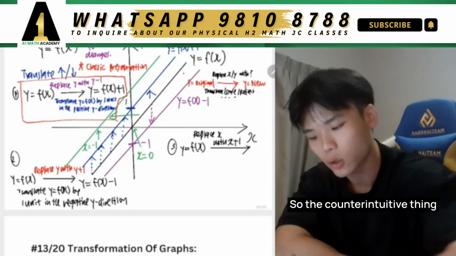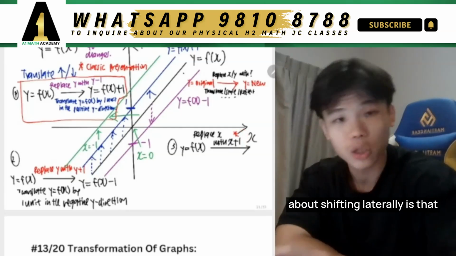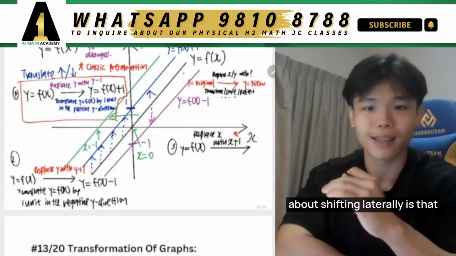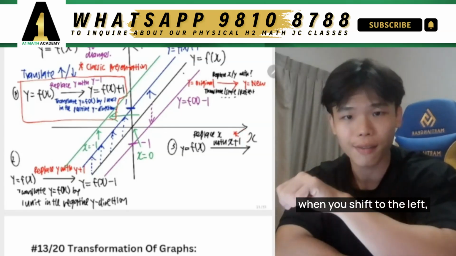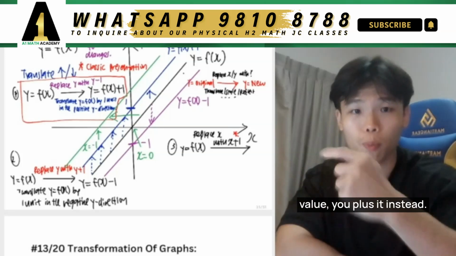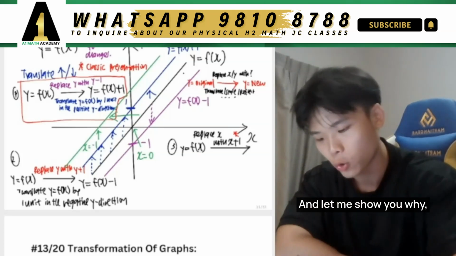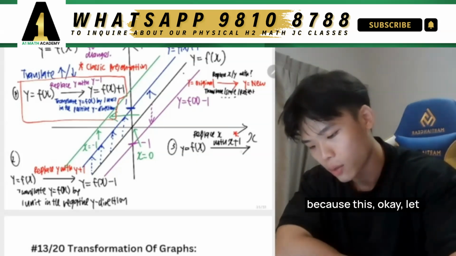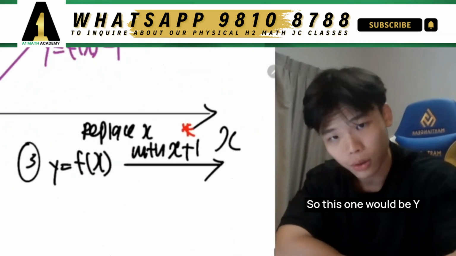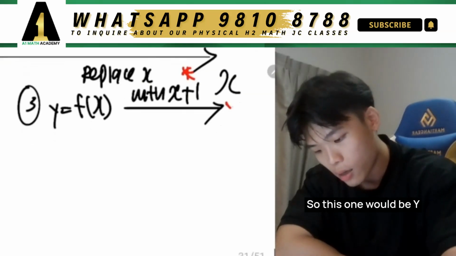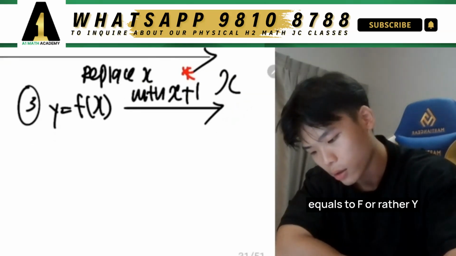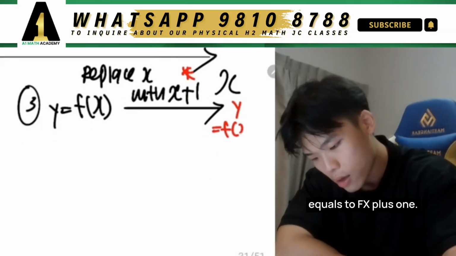Okay, so the counterintuitive thing about shifting laterally is that when you shift to the left, where you want to minus the value, you plus it instead. And let me show you why. Let me just write it here first. So this one would be y equals f(x plus 1).